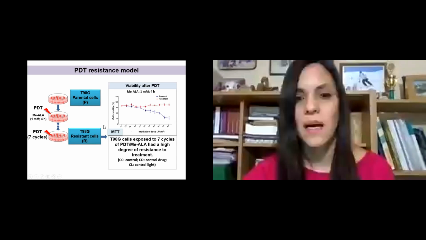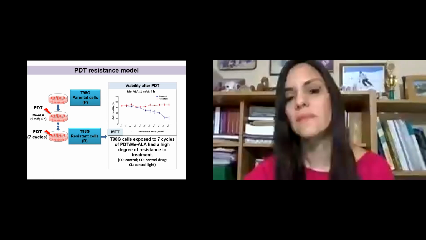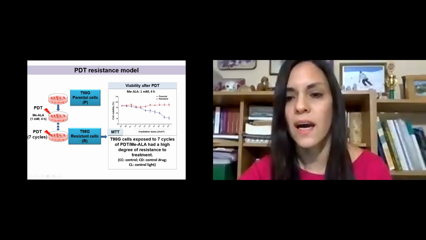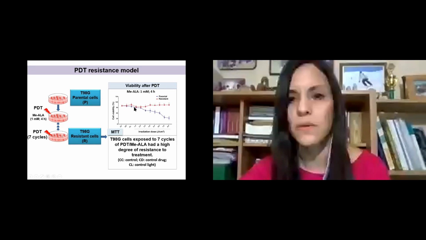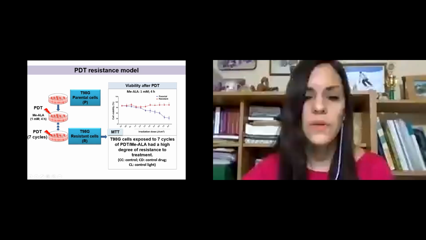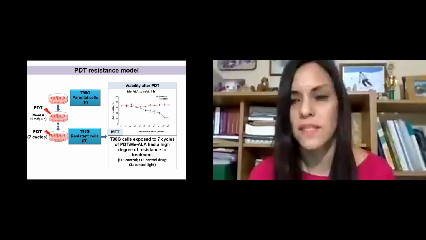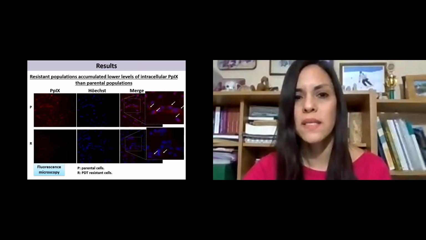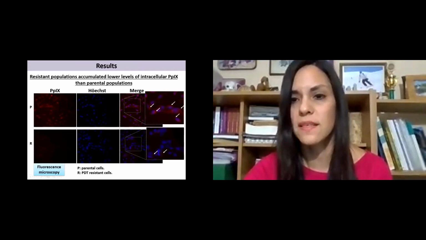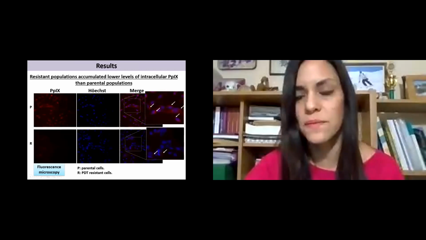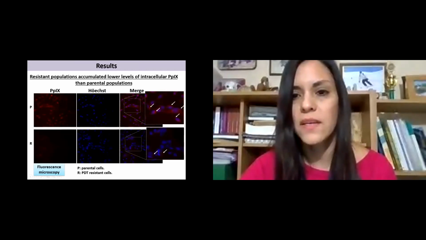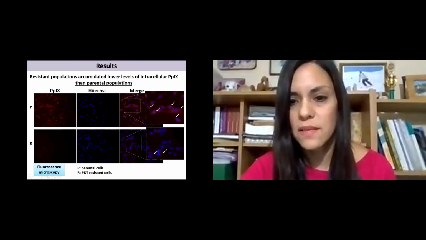By an MTT assay, we saw that resistant cells, in red, had a high degree of resistance compared with parental cells. And we wondered why the cells resist treatment. One of the causes could be that they accumulate less photosensitizer. As we can see in the photographs, the fluorescence of the photosensitizer is in red. Here in parental cells, and here in resistant cells.